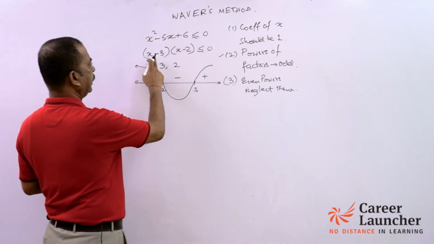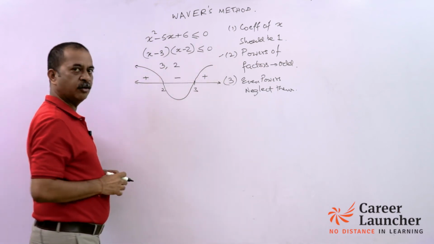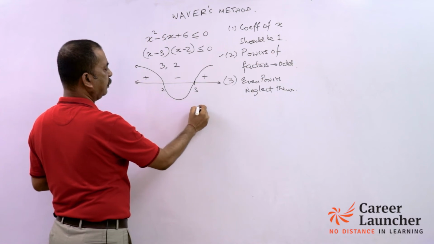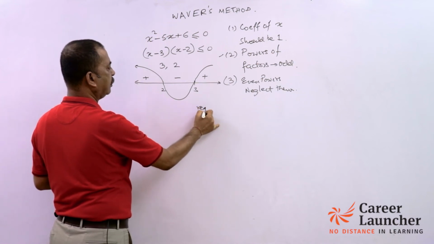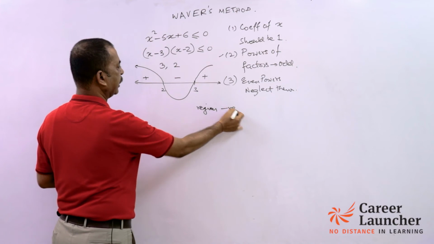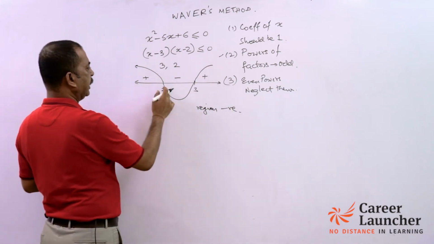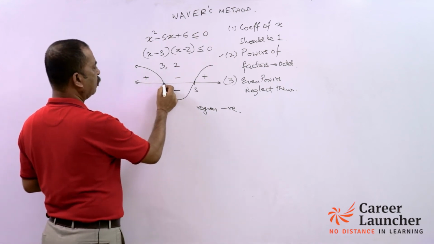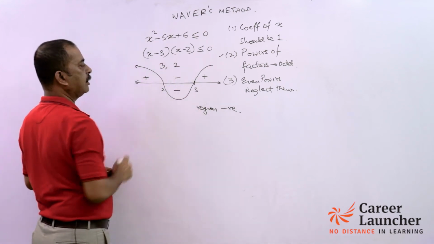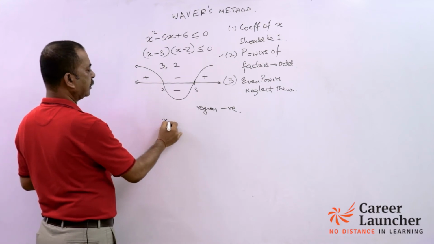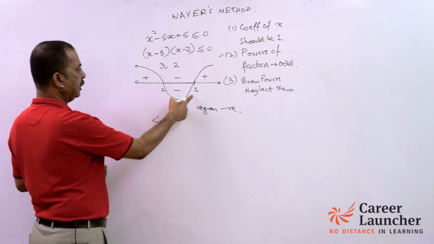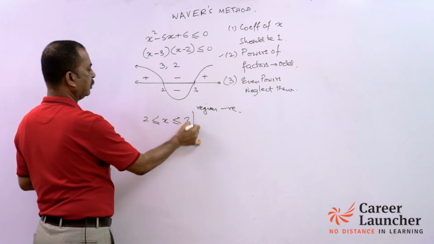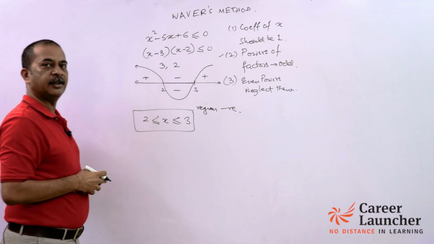Now the inequality says that x minus 3 into x minus 2 should be less than 0. So we are only interested in the less than 0 range. That means we will talk about the region which is negative. Now the negative region is this because it is going down the x-axis. That means any value of x lying in this range will satisfy this inequality. So I say x lies between 2 and 3, since it's an equal to sign also. So this is the required range which will satisfy this equation, right?